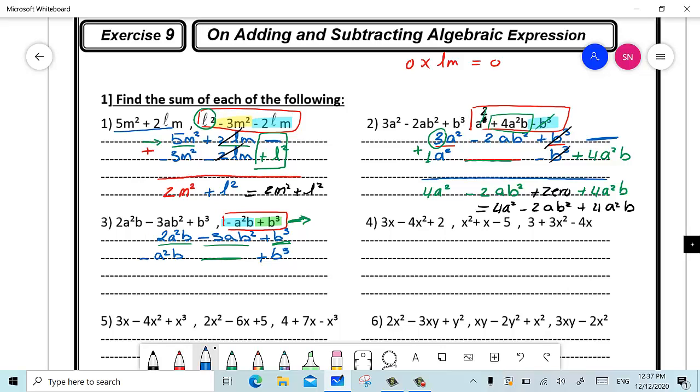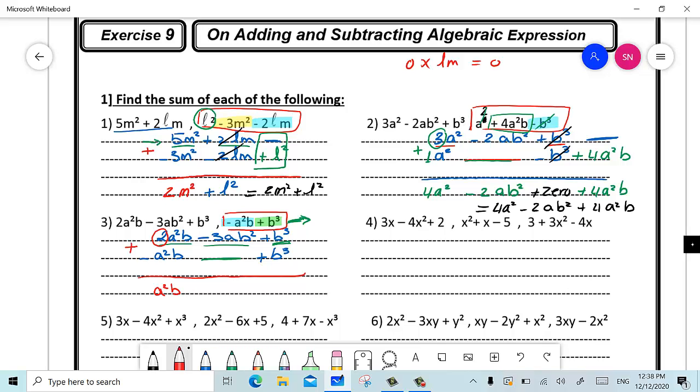Now, after I arranged all the like terms under each other, it's easy for me to do my addition. We said that when I am adding like terms, I only add and subtract the coefficients. So here I have a coefficient of 2, so 2 plus negative 1. 2 plus negative 1 is equal to 1. And we know that when we have a coefficient of 1, we don't write it. So simply, I'm only going to write the variable as a squared b.